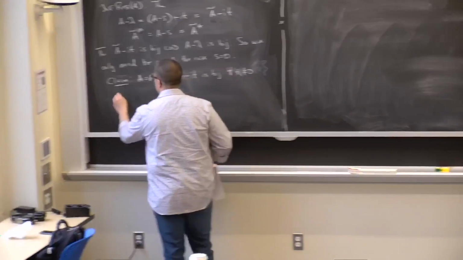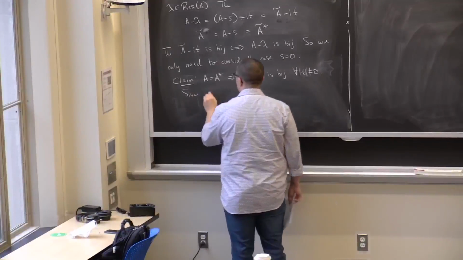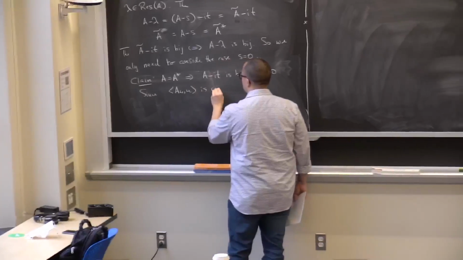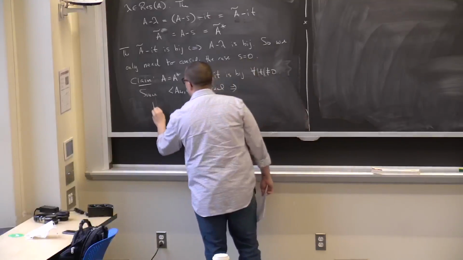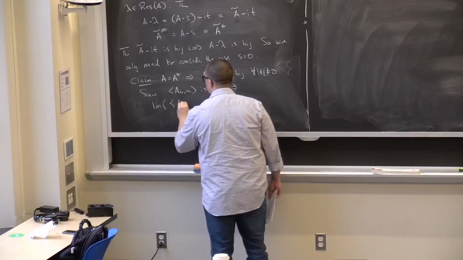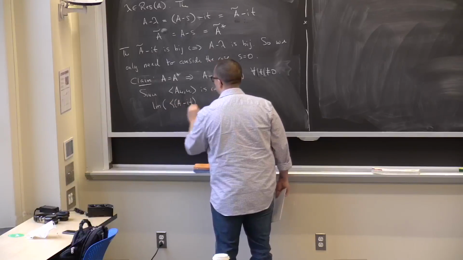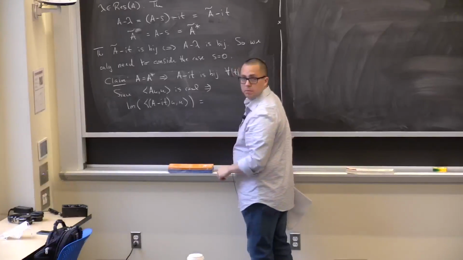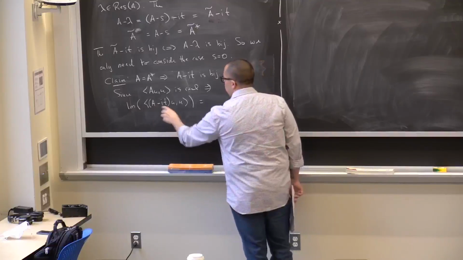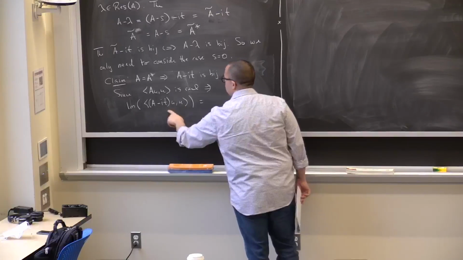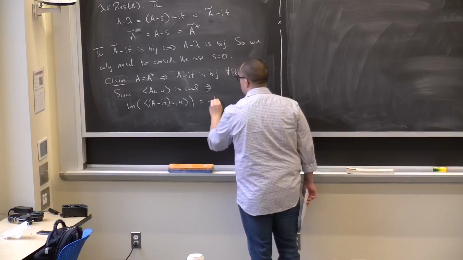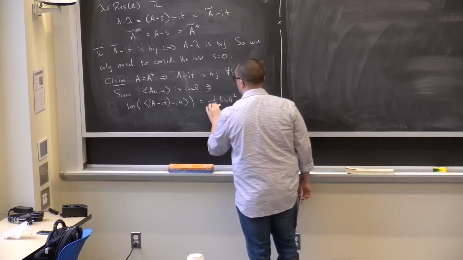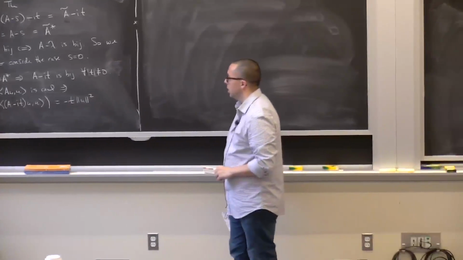Okay. Now, since AU applied to U is real, if I take the imaginary part of A minus IT applied to U, inner product U, this is equal to the imaginary part of AUU, which is just 0, so then I get minus T norm U squared. Okay?